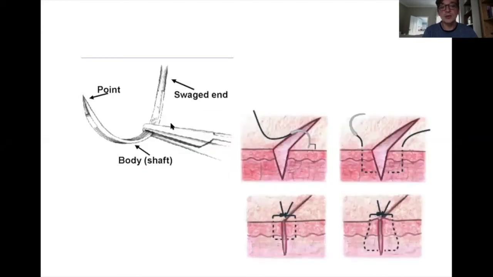And that's how you grab it. And that's simple interrupted. You start 90-degree perpendicular to the tissue, equal bite on both sides. You are basically doing a rotation movement. You don't put pressure, just a rotation movement, and then surgical knot time.